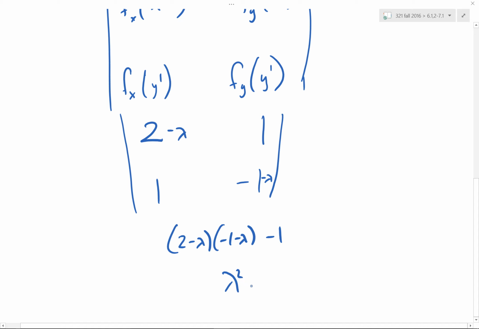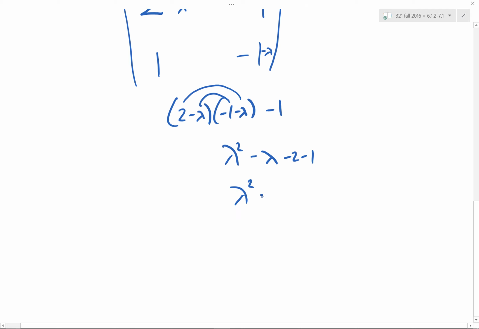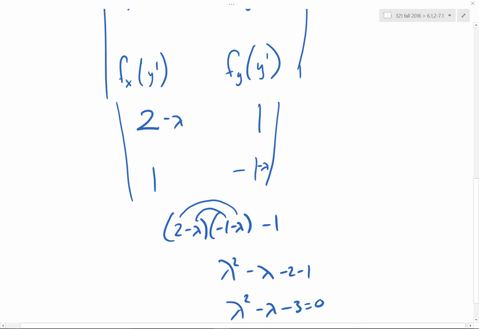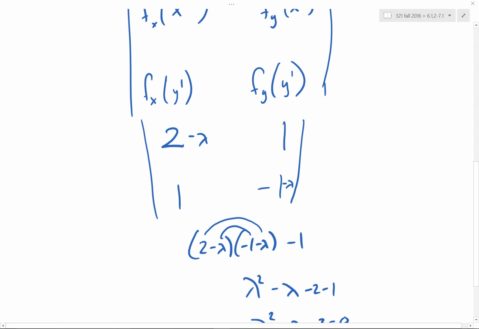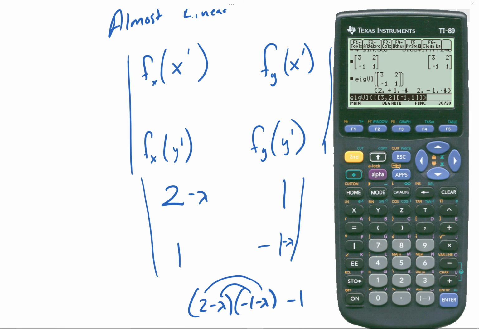So you're going to get minus 2 plus 1 is negative 1 lambda, minus 2 minus 1. So I think it's this, which doesn't factor, so I think it's going to be 1 plus or minus the square root of something like that. I'm going to whip out the calculator right now because I don't want to mess with this anymore.